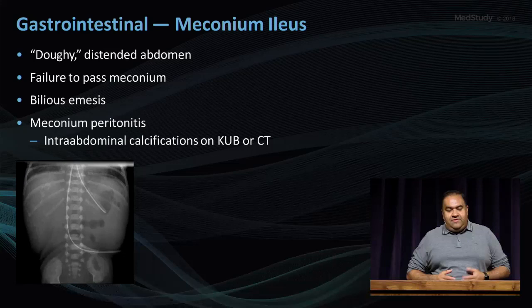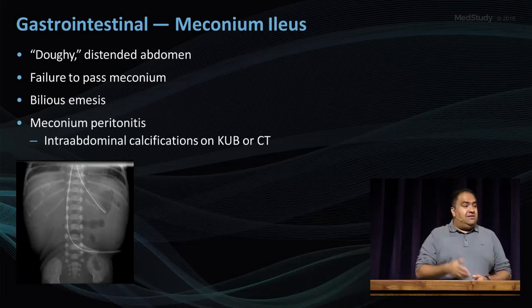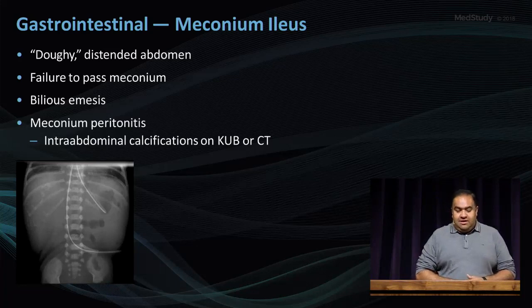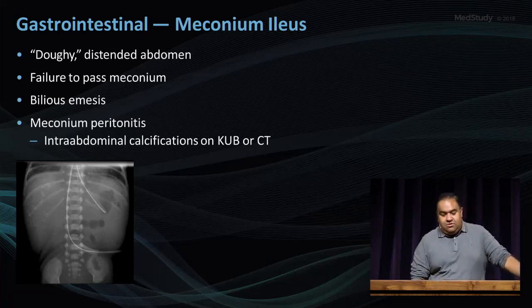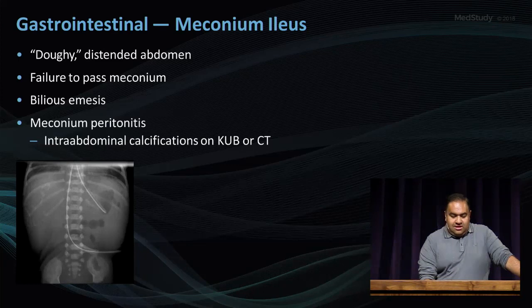Usually with meconium ileus, they'll have a doughy, distended abdomen. They can't pass their meconium. Bilious emesis is a lot of times what you'll hear about. And then when you get a KUB, they'll show some intra-abdominal calcifications that are present there.